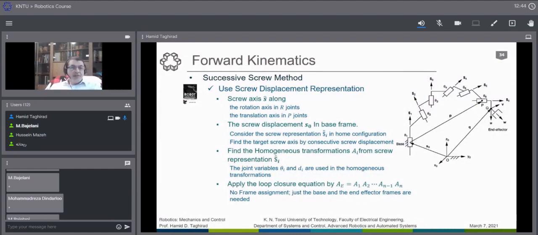Today we will continue the interesting topic we started last time, regarding the screw method, or successive screw method, for forward kinematic analysis. As I mentioned, this is somehow magical, and how it works is very perfect that we can work with that.